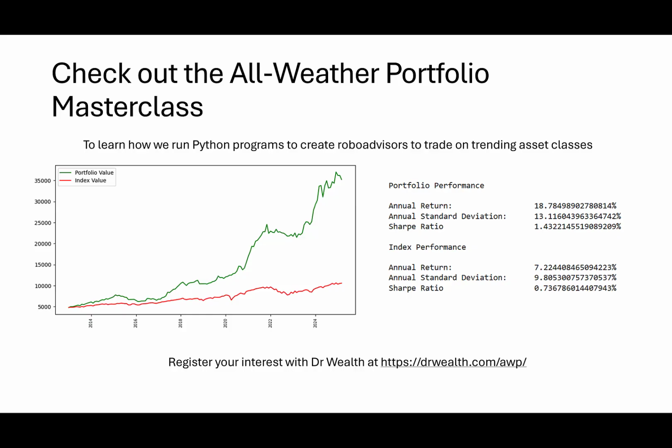All this is just a demonstration of what I teach my students in the All-Weather Portfolio Masterclass. We teach students how to run Python programs and how to tune robo-advisors, and using these programs, we're able to get additional insights on the financial markets that are probably very hard for a retail investor to get using their brokerage tools alone. Our Python program for this trend follower algorithm has returned more than double that of the 60-40 portfolio, with a risk-adjusted return that is almost double as well.